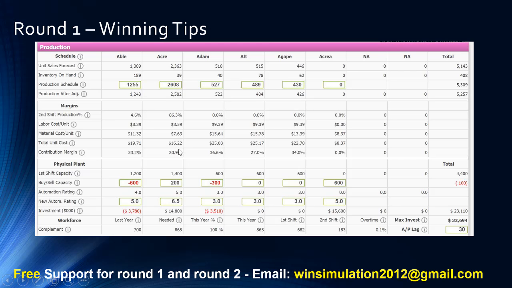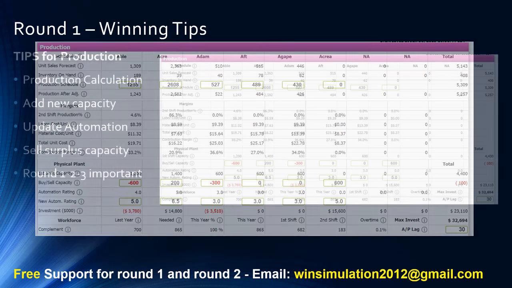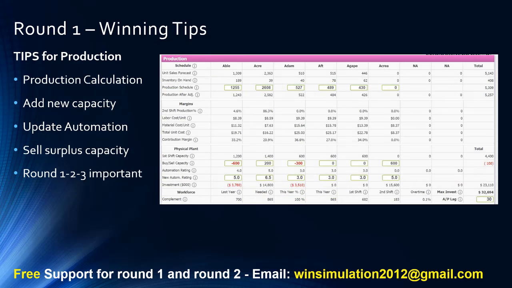But of course, we need to invest in rounds 1 to 3. So in rounds 1 to 3, we can get good sales, but not very high profit, but some profit. But from round 4 to round 8, we can get better top sales and top profit, right? So the tip for production is product calculation, and we also add new product capacity. For the new product, we add new capacity so we can start production for the next round.